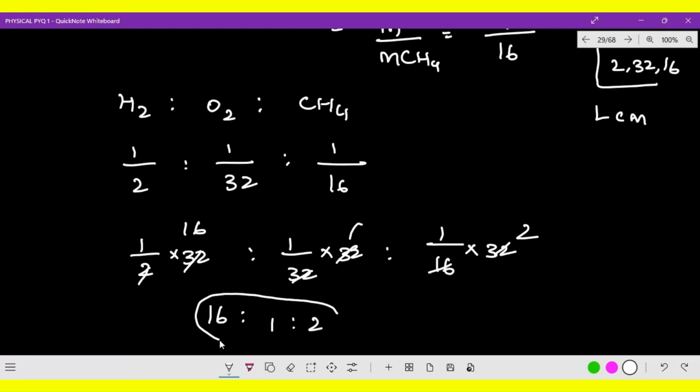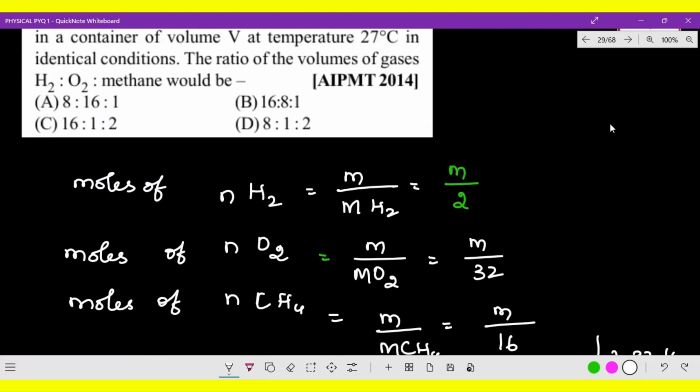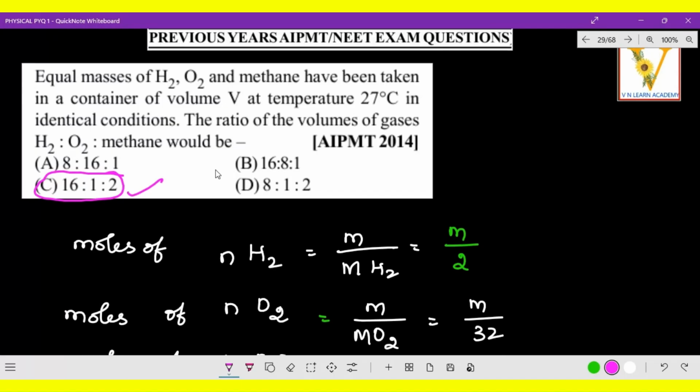So this is the volume of the gas ratio. 16 is to 1 is to 2. Please check the LCM. It is very simple, like how you can calculate. That is what I purposely mentioned. So 16 is to 1 is to 2. The answer is C, 16 is to 1 is to 2. So this value is the correct option. Hope you got the clarity.